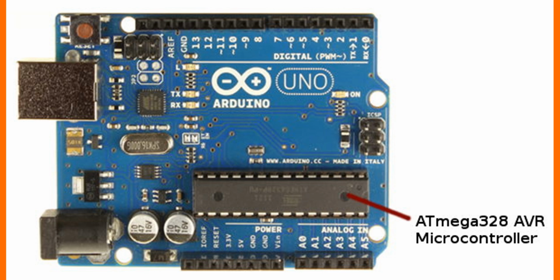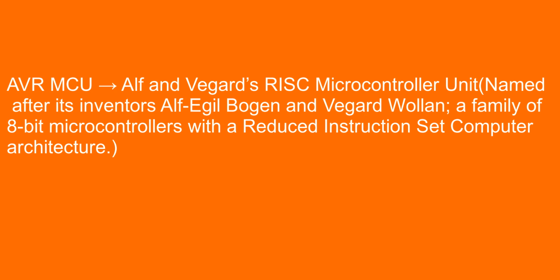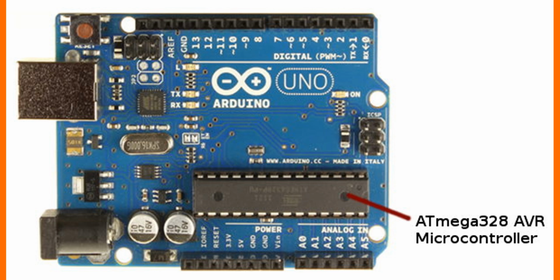AVR MCU is Alf and Vegard's RISC microcontroller unit, named after its inventors Alf-Egil Bogen and Vegard Wollan, a family of 8-bit microcontrollers with reduced instruction set computer architecture.